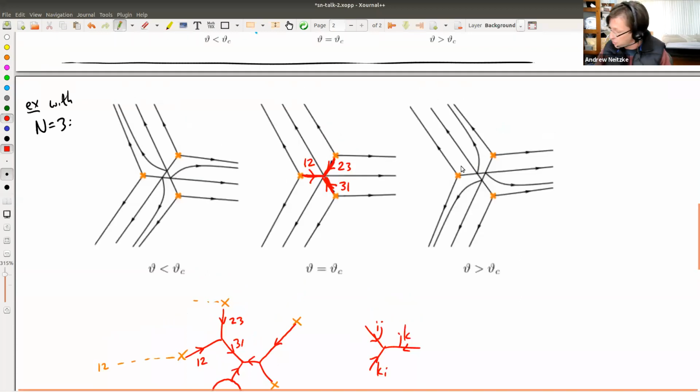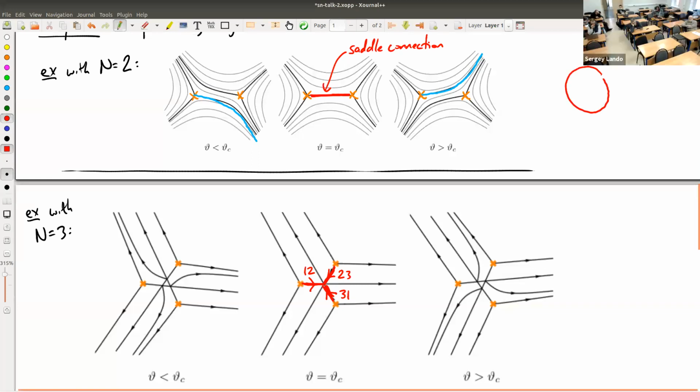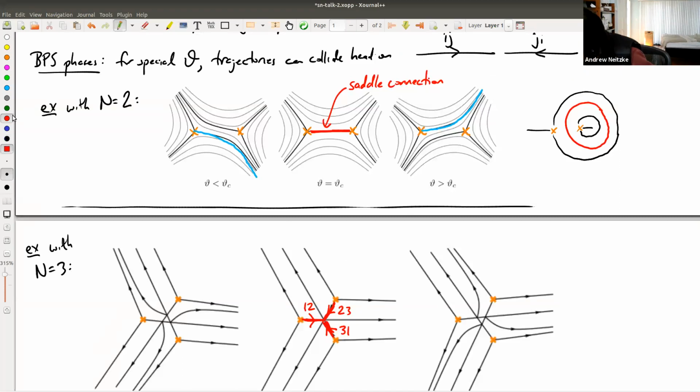In the n equals 2 case, there were really only 2 possibilities. There's the saddle connection, and the other thing that can happen is there can be a ring. I didn't draw a picture of the ring, but we could have drawn a picture where the topology looks like this. There you have a domain that's foliated by closed trajectories. That can also occur at special phases. But for n equals 2, those are the only 2 things that can happen: the saddle connection and the ring domain.